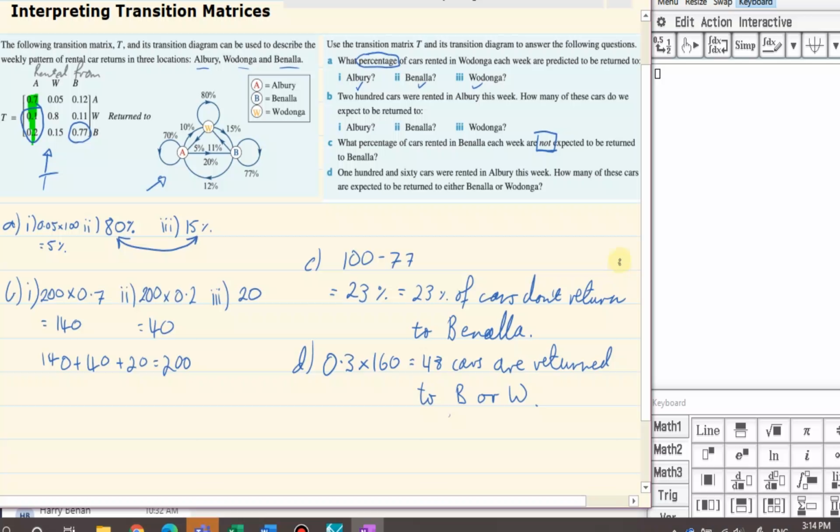Okay. So hopefully that's a little bit of help on how we interpret the transition matrix. We've already done some work on putting a diagram into a matrix. It's a case of going, where are we starting? Where do we get to? So from the columns to the rows.